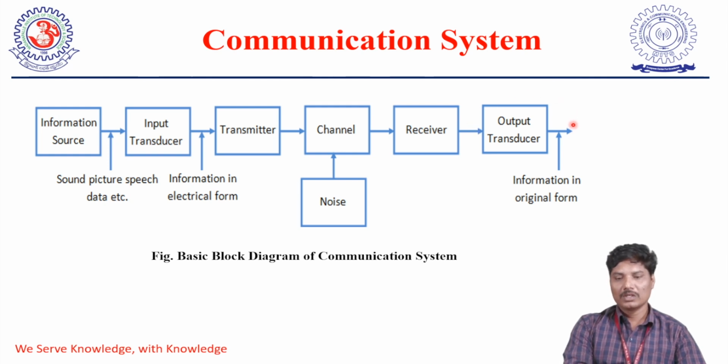Therefore, these are the basic elements needed: information source, input transducer, transmitter, channel, receiver, and output transducer, and finally it reaches the destination in original form. These are the basic elements needed to establish a communication. All these are connected together and work, so that these elements form a system that we call a communication system. While sending the signal from source to destination, some external noise is added over the channel. Here we mentioned the noise, which generally acts as an input to the receiver. This is about a communication system.